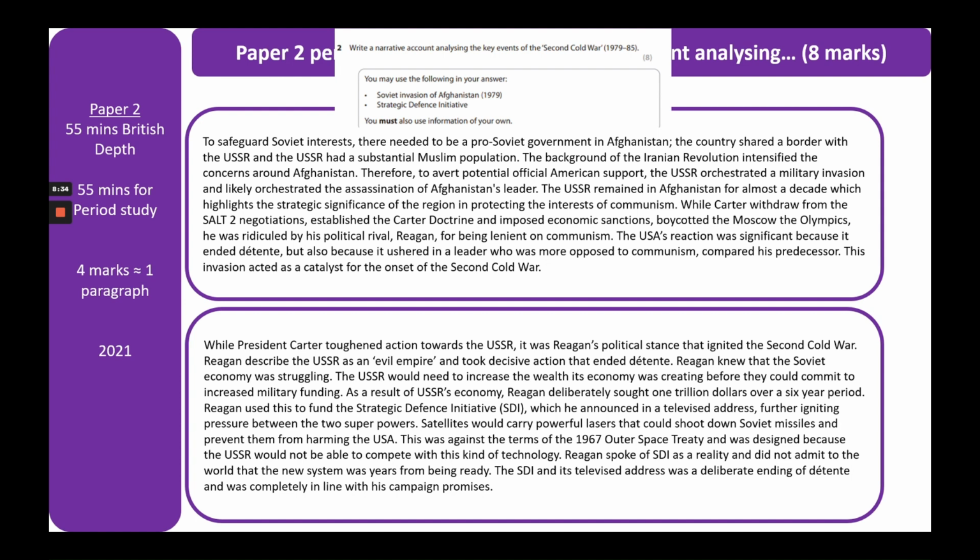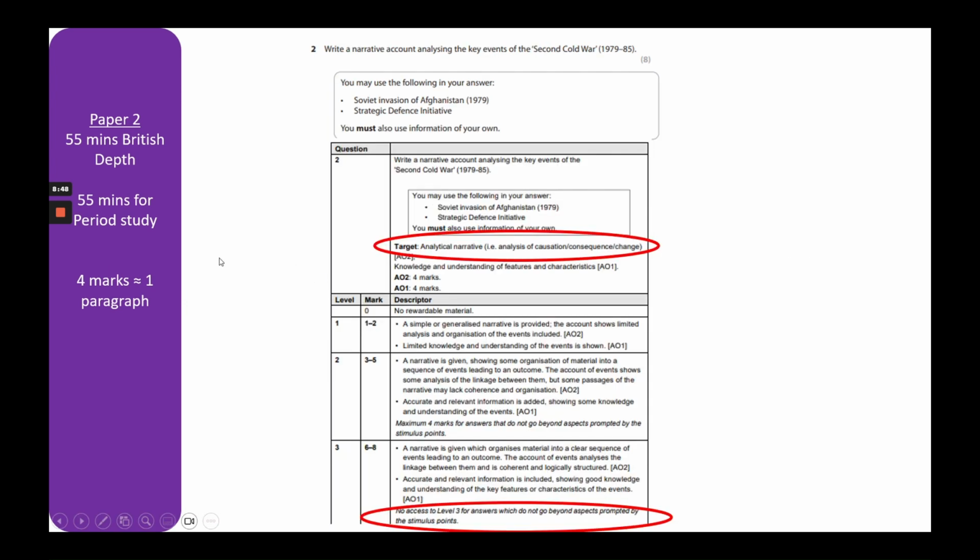Reagan spoke of SDI as a reality and did not admit to the world that the new system was years away from being ready. The SDI and its televised address was a deliberate ending of détente and was completely in line with his campaign promises. So if we go back to the mark scheme there, and remember, AO1 is for your knowledge, what do you remember? And AO2 is for that analytical narrative. How much have I delved into the causes, the changes and the consequences?